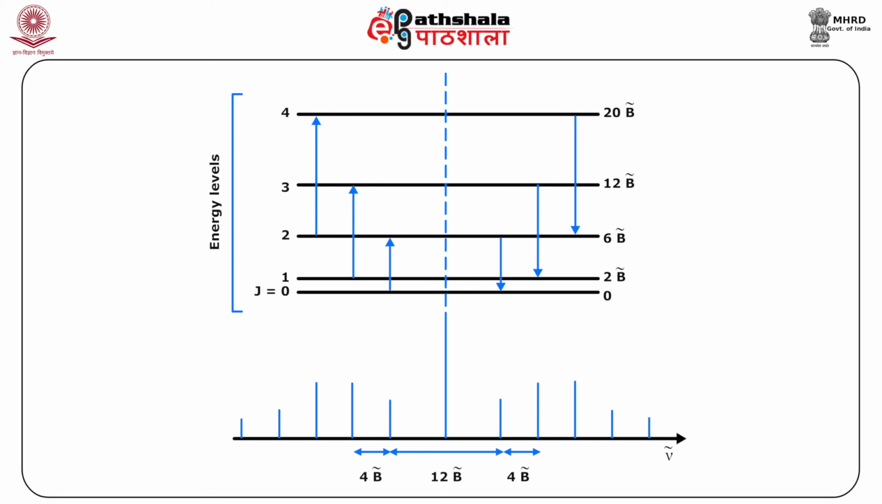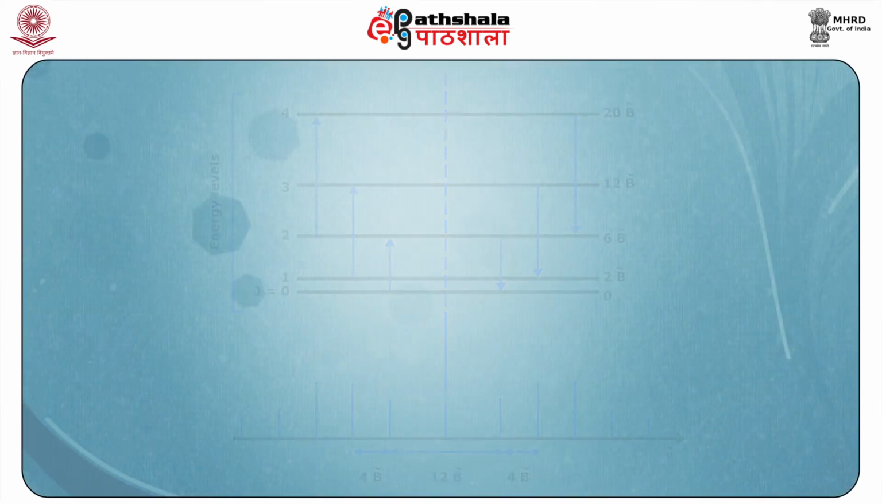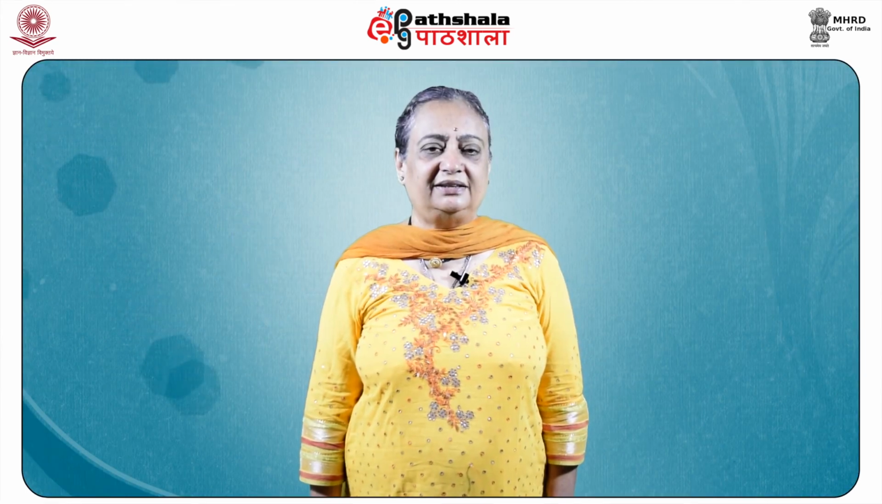The next one is j = 2 to 4, and here the energy difference is 20 minus 6, that is 14 b bar. So, you have the first line at 6 b bar, then after that the spacing is 4 b bar for every subsequent line. Similarly, on the higher energy side also the same thing happens, and you have the pure rotational Raman transitions in the spectrum. We will understand this using an example.